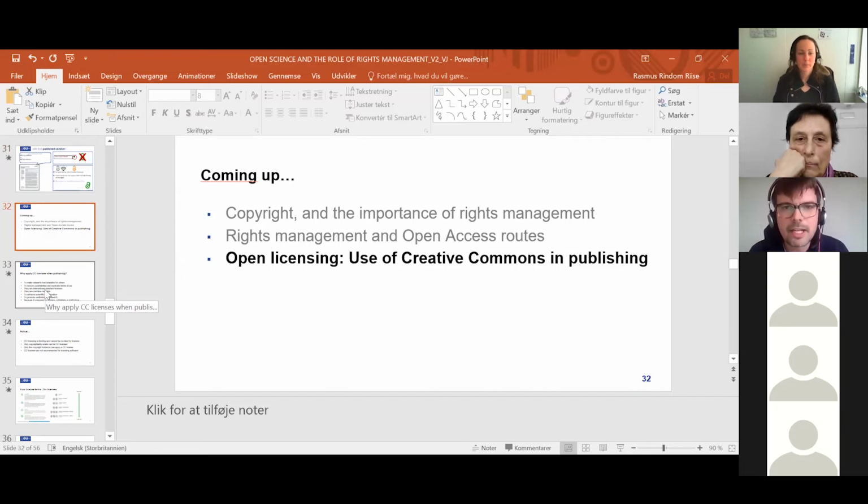But I can start introducing myself. My name is Rasmus, and I come from Copenhagen University Library for University of Copenhagen, and I will give you an introduction to open licensing, and I will focus on the Creative Commons licenses, simply because they're the most used licensing in research and in research publishing.